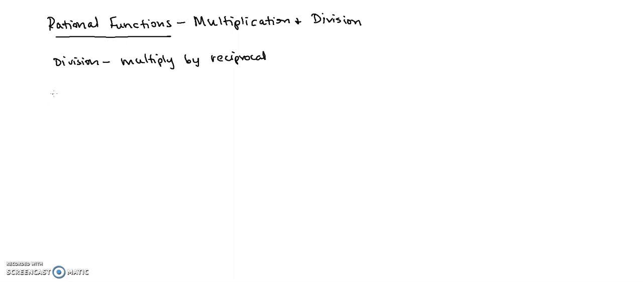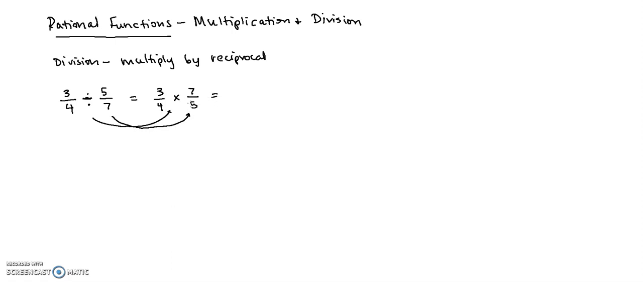So let's look at numbers first. Let's say that we've got 3/4 divided by 5/7. We're doing division now. So what we want to do is change this to multiplying by the reciprocal. The first one stays the same. We change it to multiplication, and then the reciprocal flips the second one.